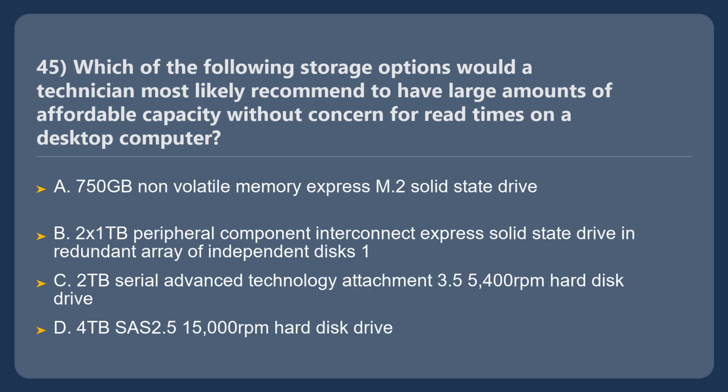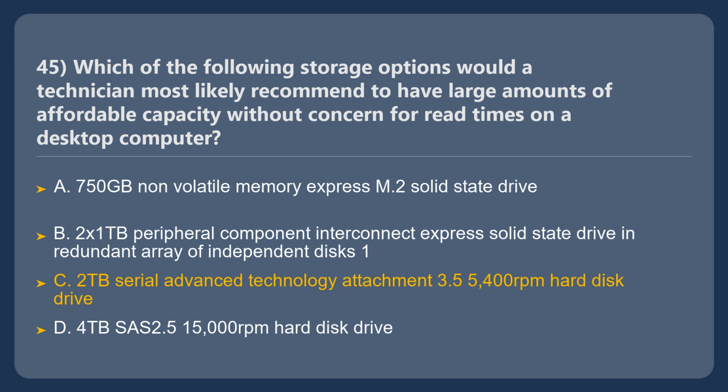Question 45. Which of the following storage options would a technician most likely recommend to have large amounts of affordable capacity without concern for read times on a desktop computer? Option A, 750 GB non-volatile memory express M.2 solid-state drive. Option B, 2x1 TB peripheral component interconnect express solid-state drive in redundant array of independent disks 1. Option C, 2 TB serial advanced technology attachment 3.5, 5,400 RPM hard disk drive. Option D, 4 TB SAS 2.5, 15,000 RPM hard disk drive.